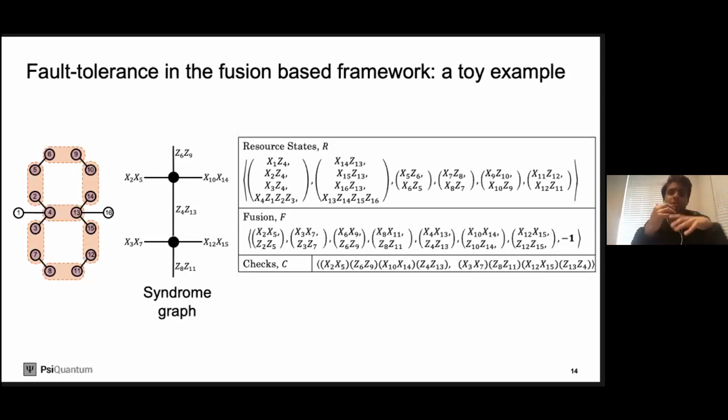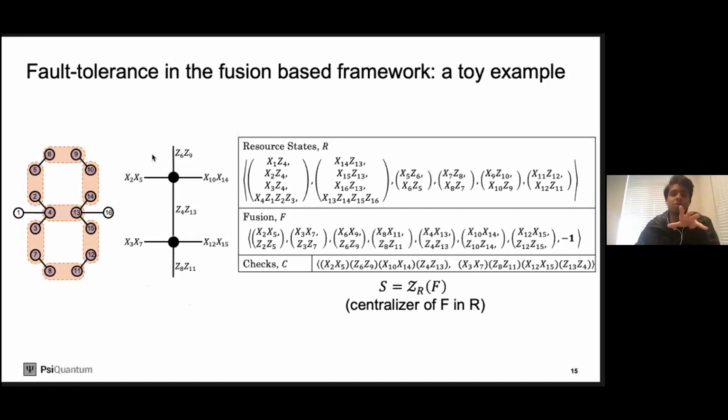But in addition to correcting errors, a fusion network has to generate the long-range correlations that are needed for a computation. In this simple example, these correlations amount to creating a Bell pair between the unmeasured qubits 1 and 16. So how do I see what correlations I've developed in my fusion network? These correlations can be described by what we call the surviving stabilizers of the fusion network. And this is how you get the surviving stabilizers. The original stabilizers of the resource state are described by the stabilizers R.